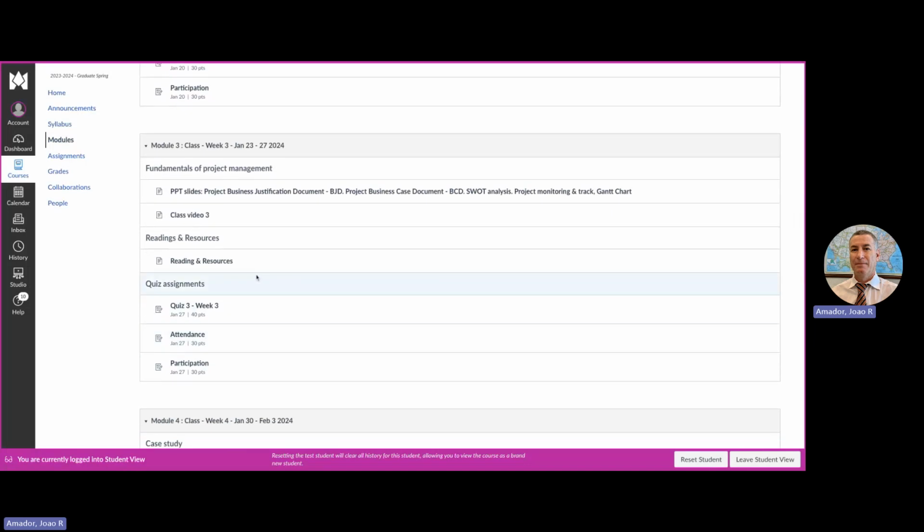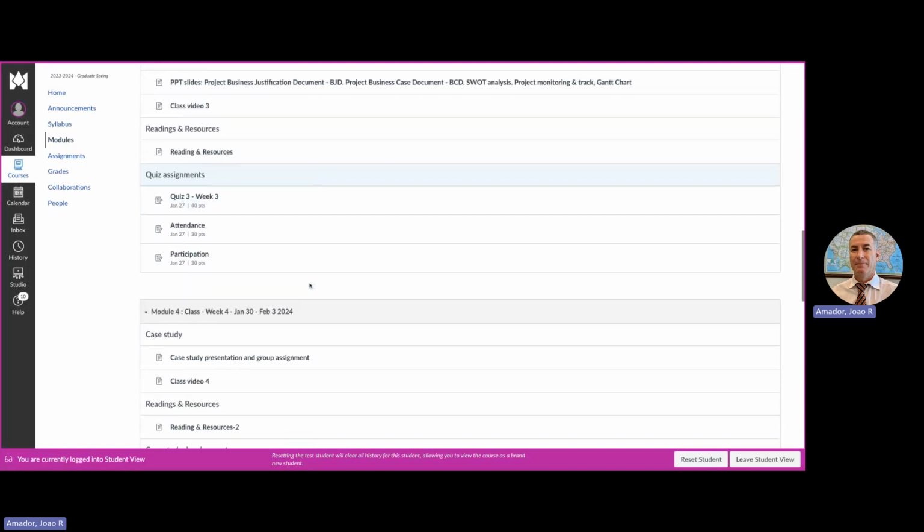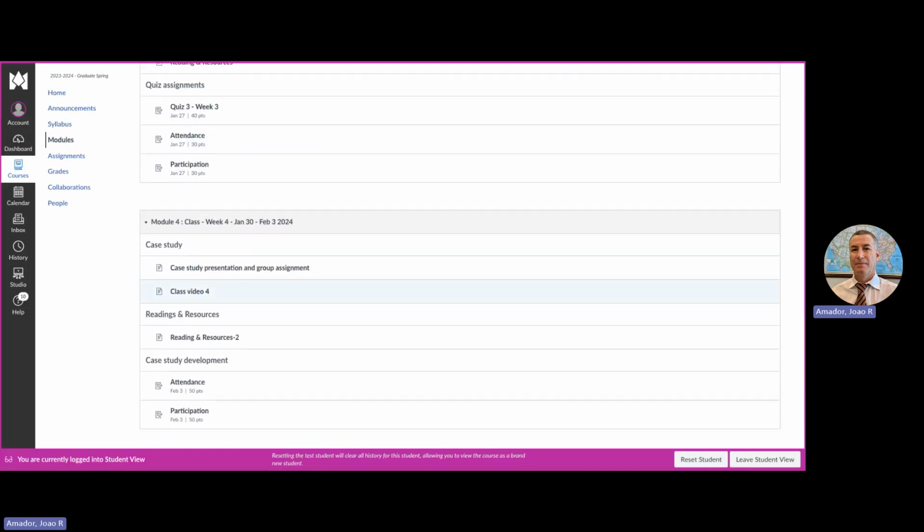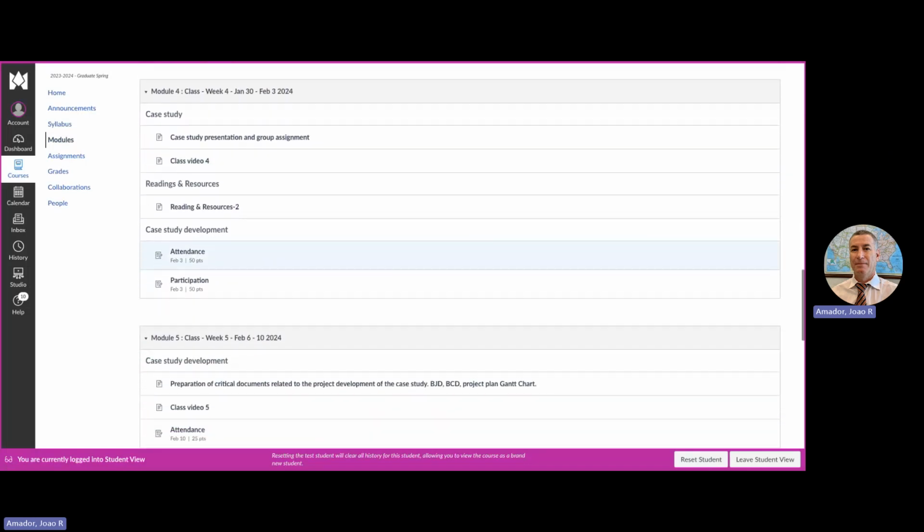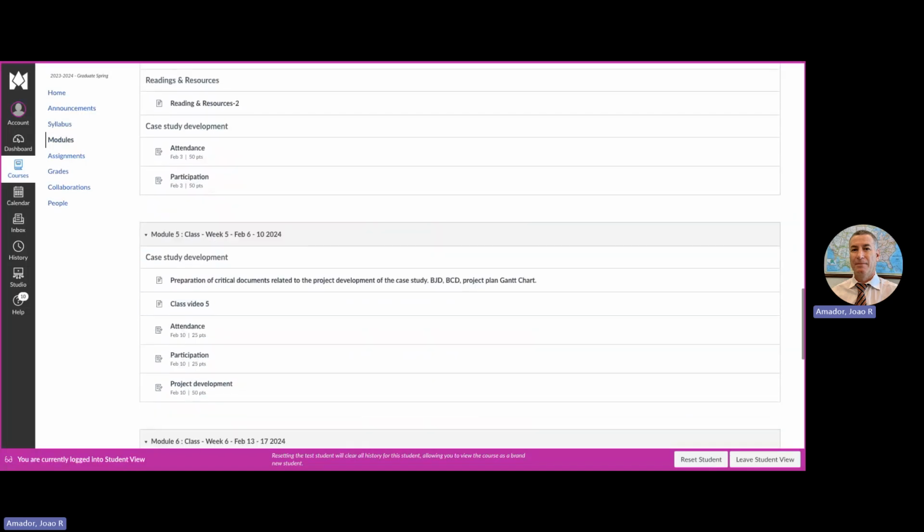Same thing for week number 3, continuing on the fundamentals of project management. And then on week number 4, we're going to be discussing more details about the case study, and then we're going to start to develop the case study in your project. So week 4 and week 5 are pretty much case study development. From that time, I will probably set up a live call where we can interact and answer questions all together, and I help you clarify questions you might have with your projects.